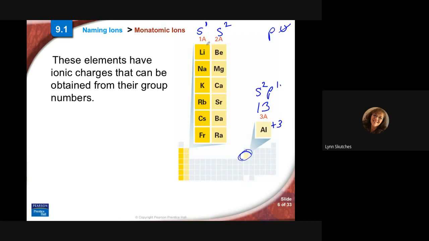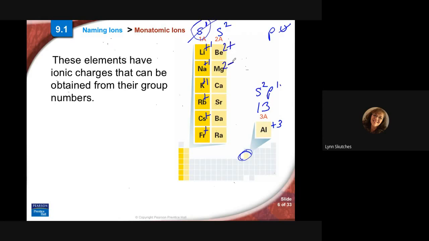Every element in group 1 has a +1 charge. Again, the 1 is not necessary. It's a waste of pencil lead. If you want to write it, I have no problem with it being there. But all of them lose their 1 valence electron when they react. Their outer layer gets stripped off by another element. Everybody in group 2 forms a +2 ion.